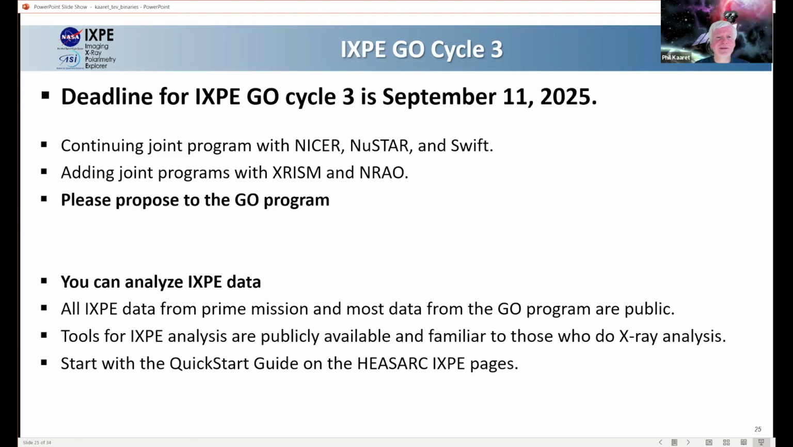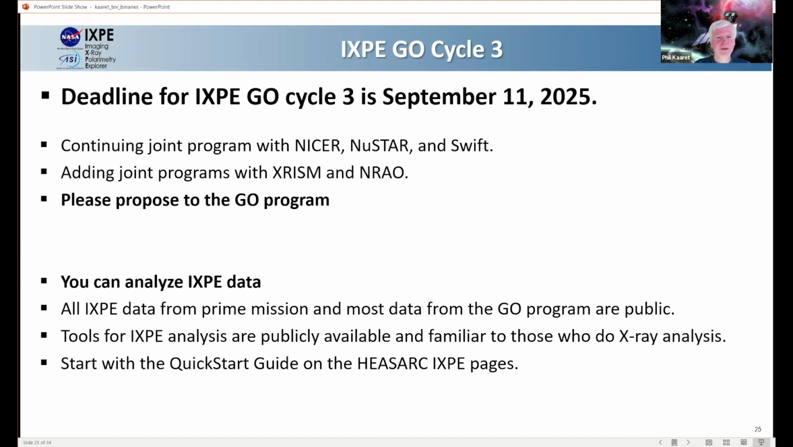We have joint programs with NICER, NuSTAR, and SWIFT. We're adding a joint program with GRISM, and we've already added one with the National Radio Observatory. So for any of those 5 observatories, you can write an IXPE proposal and also get time on one or more of those. If any of these results are of interest to you, please propose to the GO program, especially if you have new ideas of targets we haven't observed before. That's how we keep the mission going, is to have a healthy general observer community.